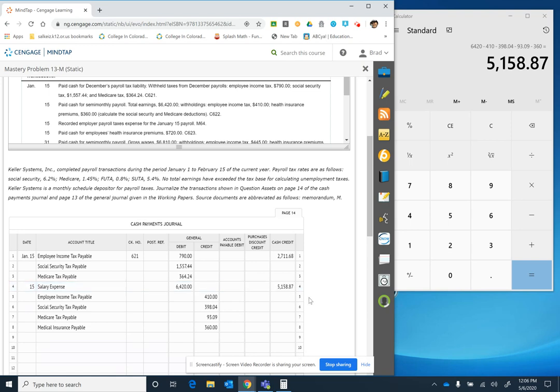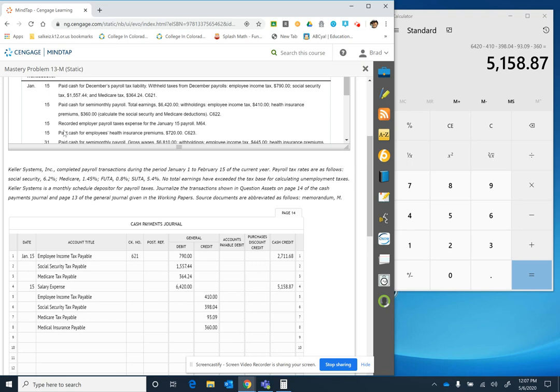That's what we're going to pay our employees, $5,158.87. So this is the money they earn from January 1st to January 15th. And these are the taxes that we're going to withhold right now. We're not paying these amounts yet; we will pay them next month, on February 15th.